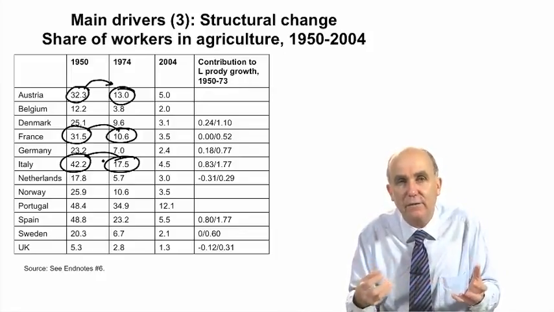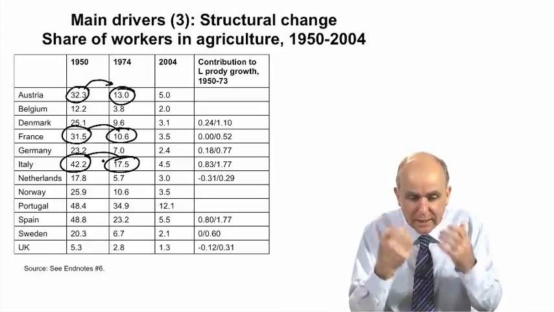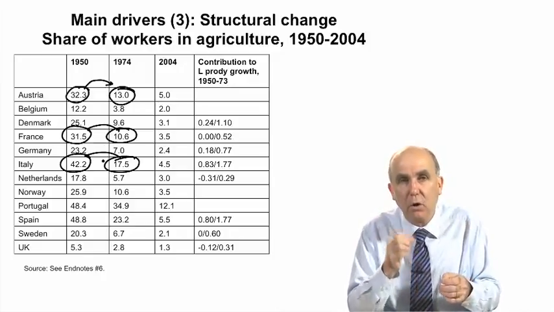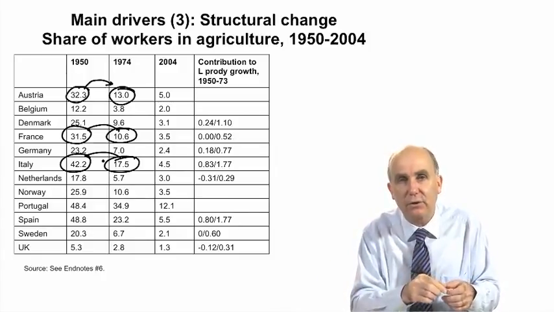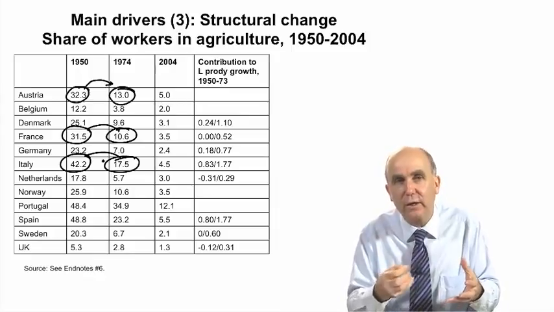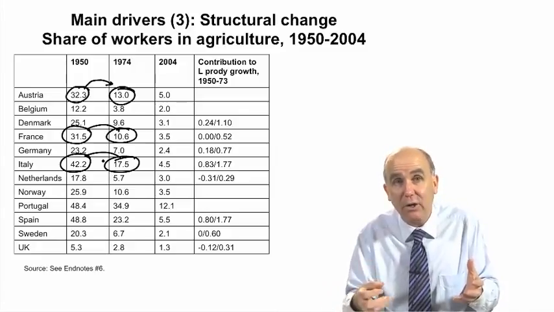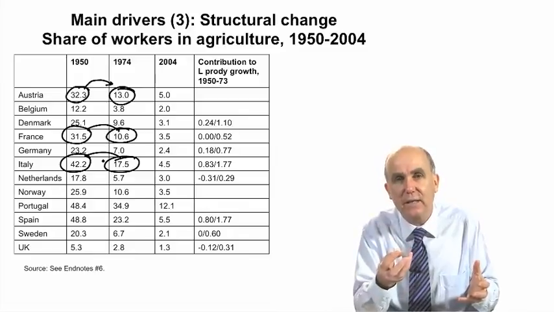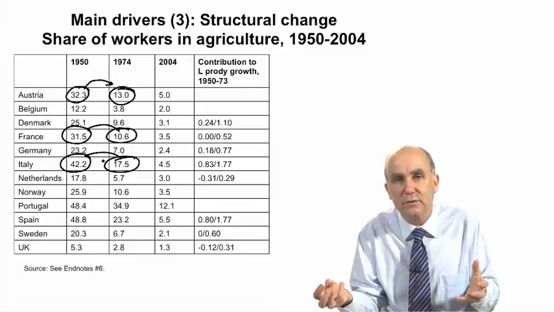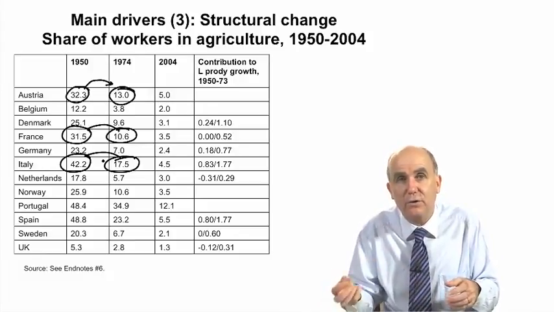Now, why does that matter for economic growth? Well, it matters because workers in most of these economies are more productive if they're supplying their labour to industry than agriculture. So, for example, on average, a worker in France in agriculture was 50% less productive than in industry. So they added 50% less to GDP in France working in agriculture than in industry. In Italy, the number was even bigger, 70% less productive in agriculture than industry.